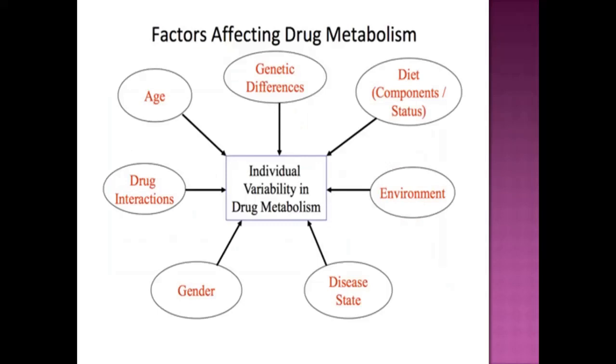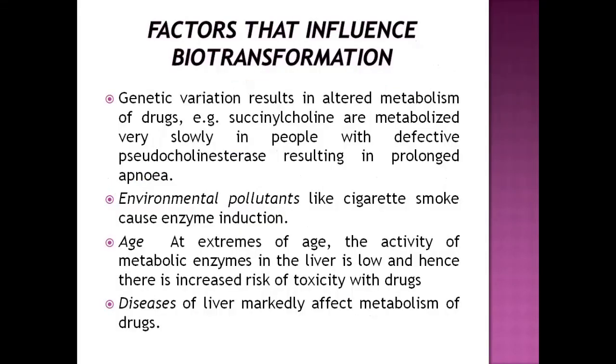What are the factors affecting drug metabolism? There are various individual variabilities in drug metabolism, such as genetic differences, age, diet, environment, drug interactions, gender, and disease states. Coming to genetic variation, it results in altered metabolism of drugs. For example, succinylcholine is metabolized very slowly in people with defective pseudocholinesterase, resulting in prolonged apnea.